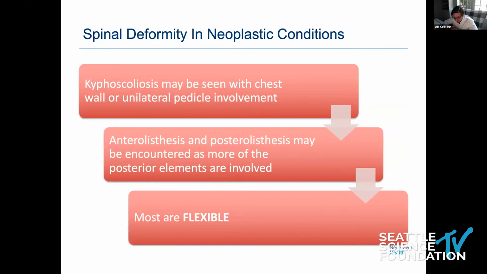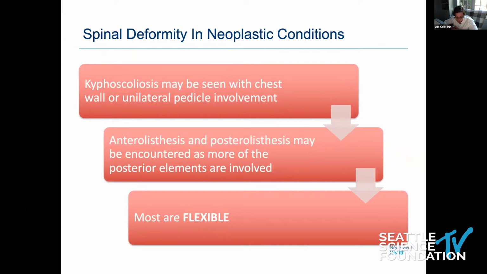When the neoplastic conditions do start involving unilateral or bilateral pedicles, as well as the chest wall, you can start having a coronal deformity as well. Anterolisthesis and retrolisthesis might occur as well, but usually it's rare because it has to involve bilateral or at least a singular facet. And like we heard before, this is not a very common condition.